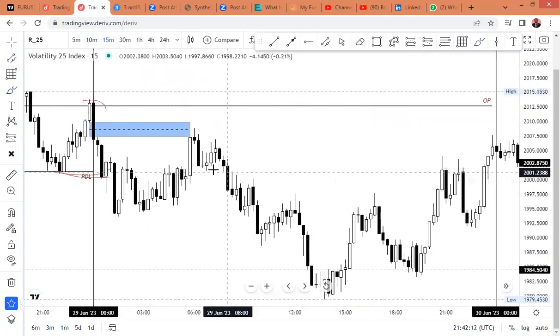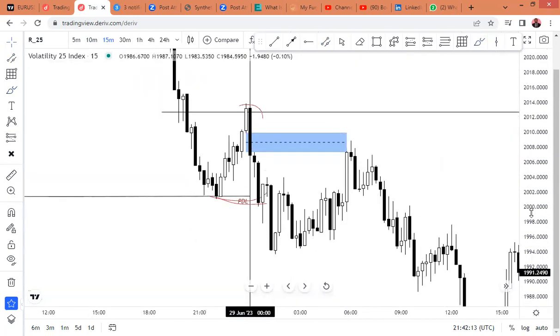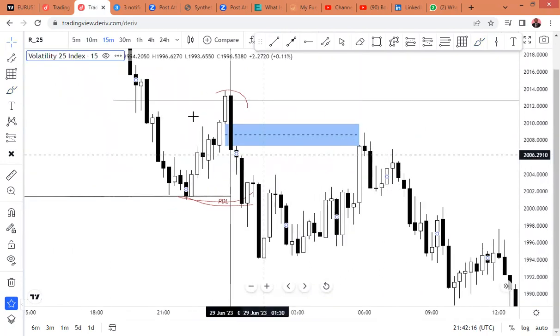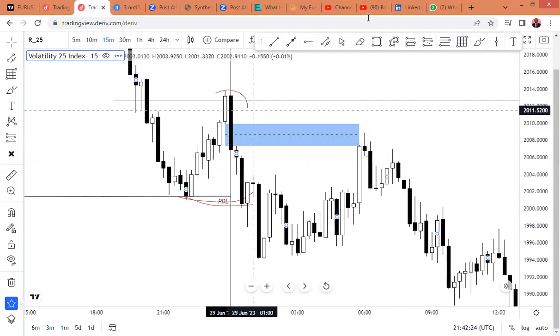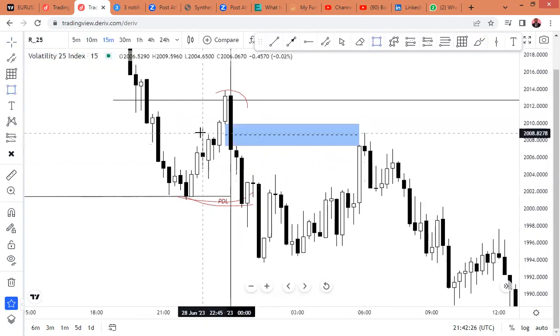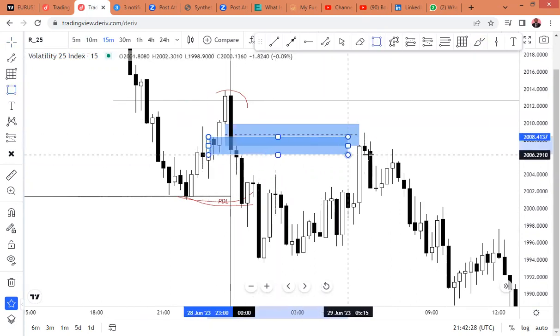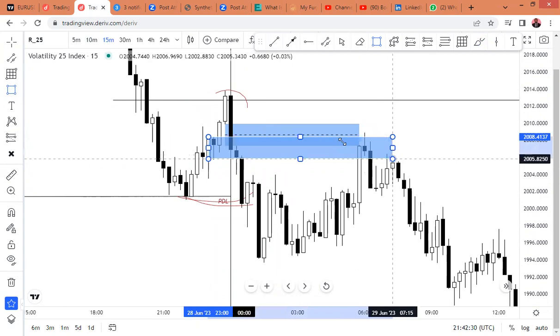Most times I play the breaker block. What's the breaker block? This place where price broke structure. This last sell candle here, that's the breaker. So you see me mark something like this on my currency pair. That's the breaker. That's where price will go.